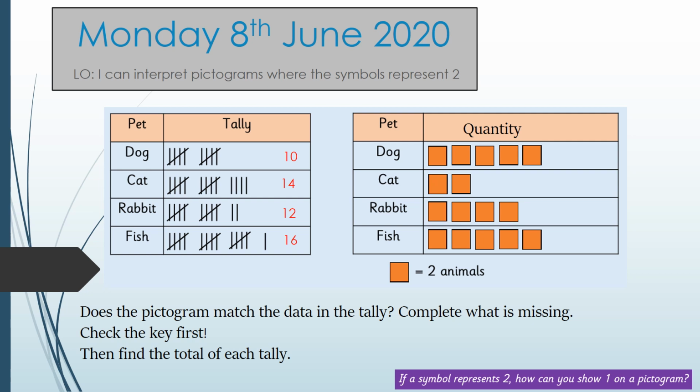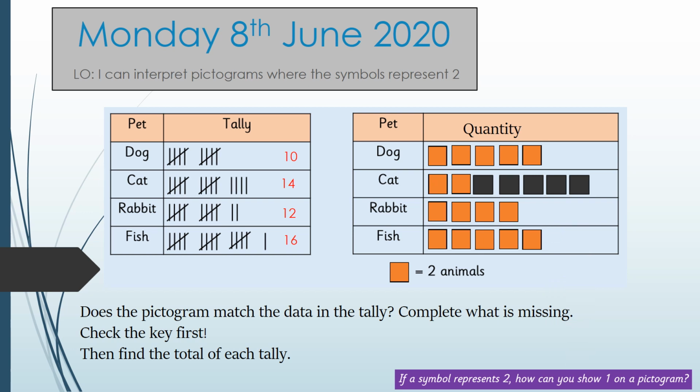Now let's see if the pictogram matches. So dogs, remember we're counting in 2s here. 2, 4, 6, 8, 10. There were 10 dogs and there's 10 shown here, so yes, that matches. Cat, 2, 4. Well, that definitely doesn't match 14, so we need to add some more in. Counting as we go. So we've got 2, 4, 6, 8, 10, 12, 14.